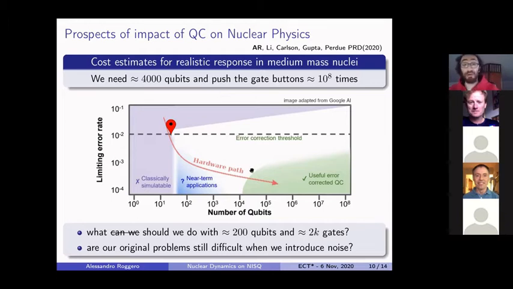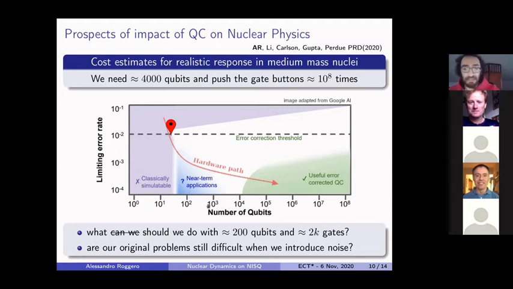So this is very important, because we need to figure out problems that are robust against noise, in the sense that we want problems to run on these devices that, even if we add noise, are still difficult to solve classically, okay? It's not completely clear what the boundaries of these problems are, but I think it's very important to think about the issue, okay?